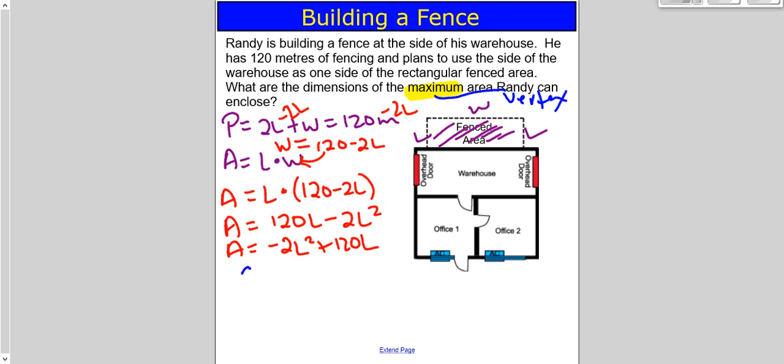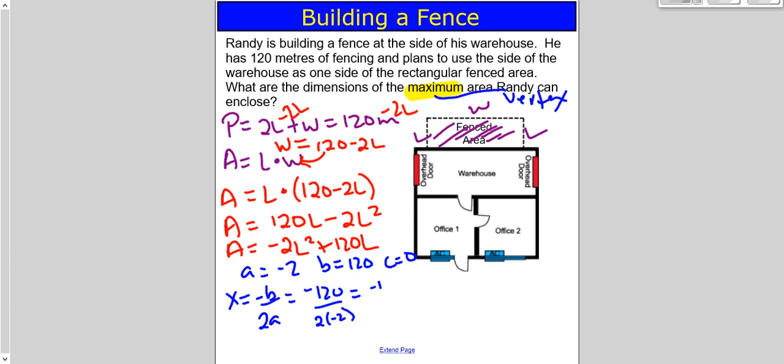So I'm going to say A is equal to -2, B is equal to 120, C is equal to 0, and I'm going to use negative B over 2A to help me get there. So negative 120 over 2 times -2, which is negative 120 over -4, which is going to give me 30. So right away, that's my X value. But see, in my equation I don't have X and Y's. This is L. So before I get any further, I'm going to replace this. So L equals 30. So right away, I know my length is equal to 30.